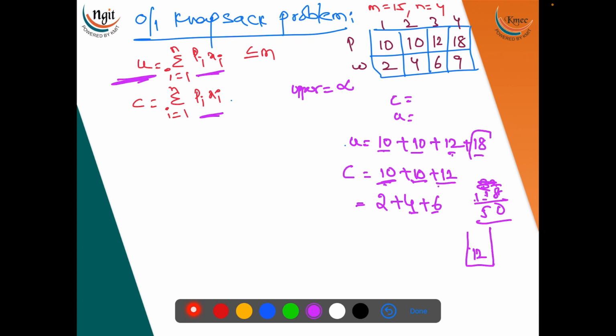Now how can I place the total objects inside the bag? I cannot, right? Because I don't have the space. I have only 3 kgs of weight left to be used. But the fourth item has 9 kgs of weight. Among this 9 kgs I can take only 3. So that is why I'm going to take the cost function with the fraction.